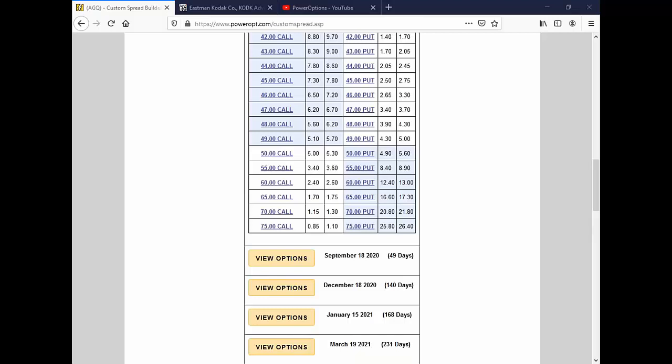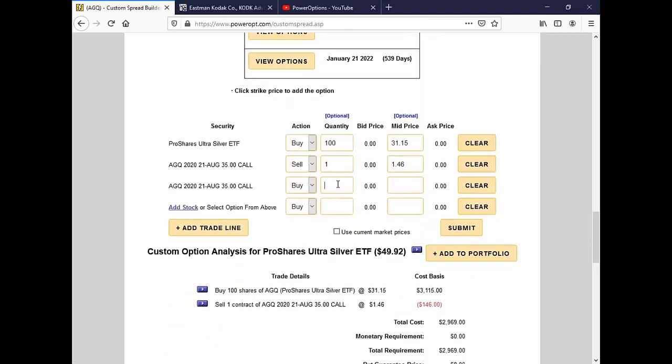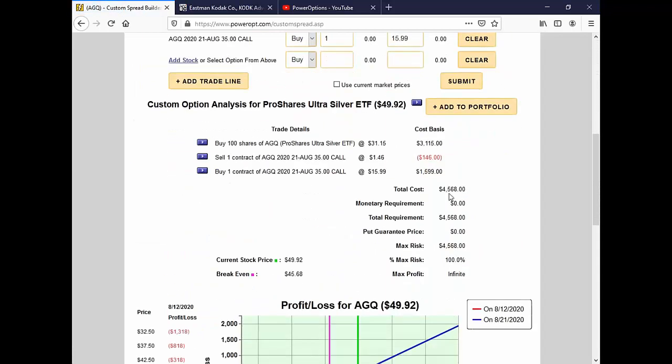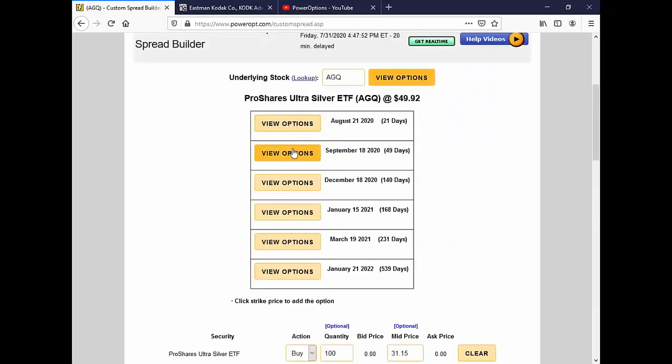Sorry, folks. 15.99 and sold to open the 35 at 16.77. Okay. All right. So bought it back for $15.99. So before I do anything further, where do we stand? Well, now I stand on a position where I've got a cost basis of $45.68 on a stock trading at $49.92. And now you mentioned that you sold again.